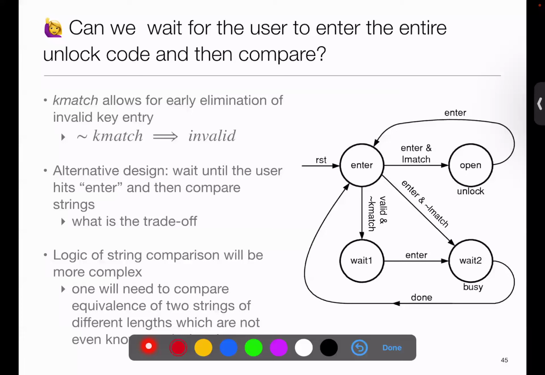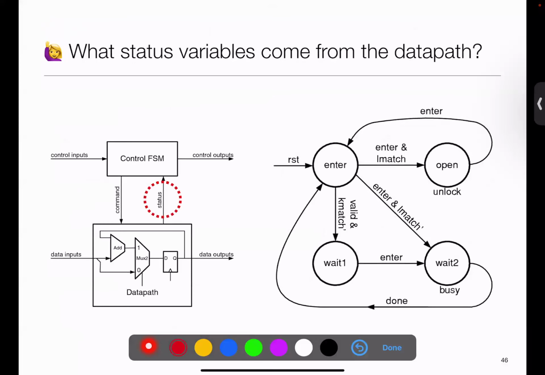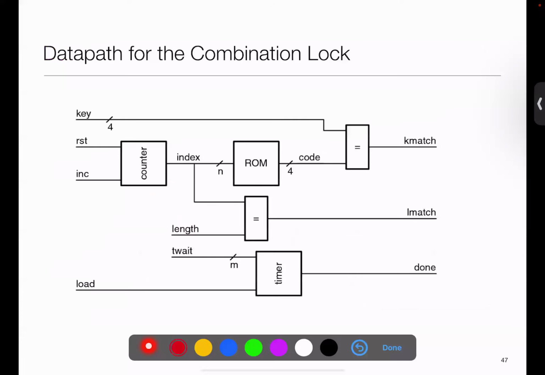Okay, otherwise your lock will be insecure. And then finally, what is happening is that now we have defined the controller state machine. Now we know what my data path has to do. My data path has to provide me with K-match and L-match. And by the way, I have to send commands to it to sort of control things a little bit.